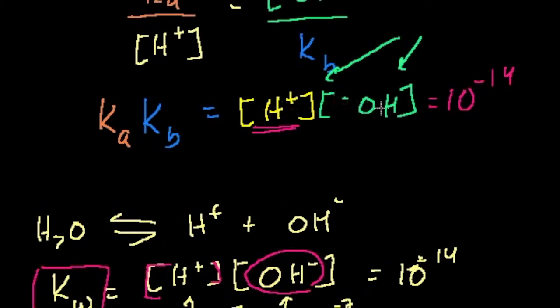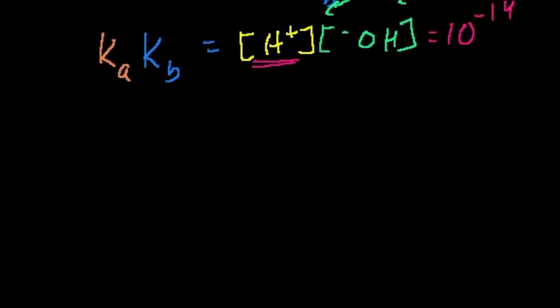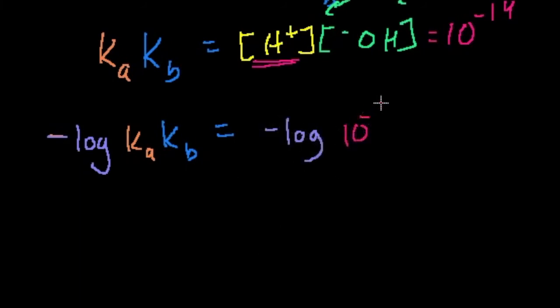Now, they won't each be 10 to the minus 7 anymore because we're dealing with a weak acid or a weak base, so they're actually going to change. But when you multiply them, you're still going to get 10 to the minus 14. And then let's just take the minus log of both sides of that. Let me erase all of this stuff I did down here. I'll need the space. So let's say we take the minus logs of both sides of this equation. So you get the minus log, of course it's base 10, of Ka times Kb is going to be equal to the minus log of this, is equal to the minus log of 10 to the minus 14.